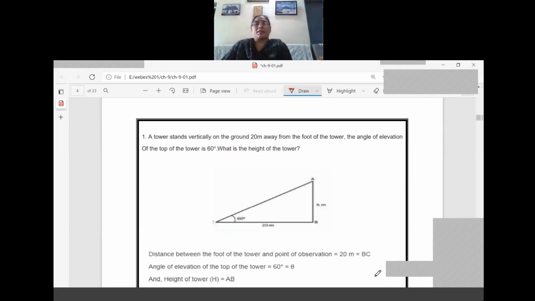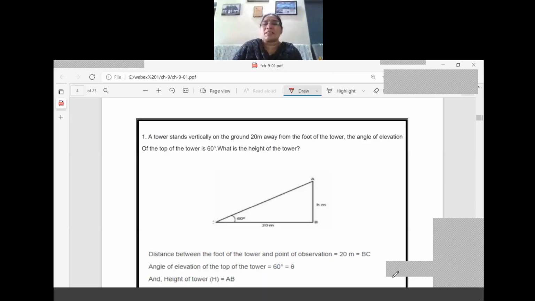A tower stands vertically on the ground. 20 meters away from the foot of the tower, the angle of elevation of the top of the tower is 60 degrees. What is the height of the tower? Now I want to say that first you understand the question. Based on this right triangle, we have to form a diagram. If that diagram is correct, then this type of question is very easy to solve.